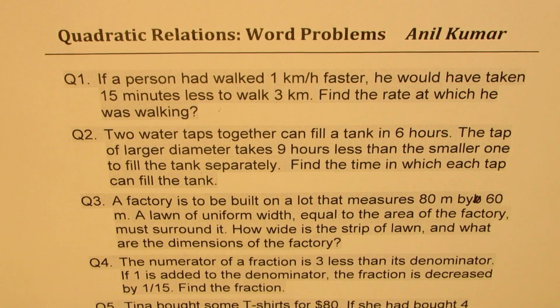Question number 1. If a person had walked 1 kilometer per hour faster, he would have taken 15 minutes less to walk 3 kilometers. Find the rate at which he was walking.